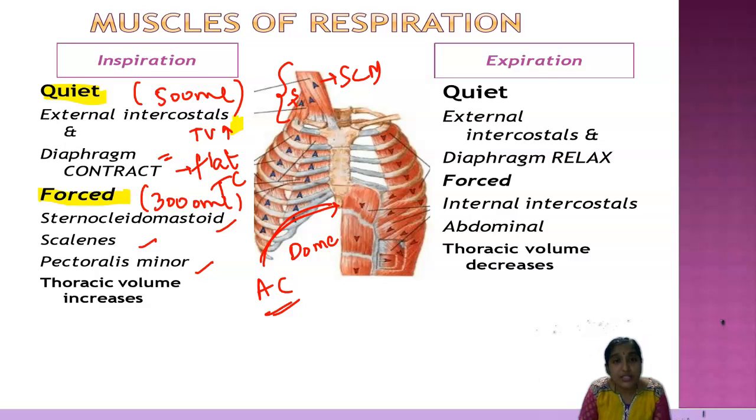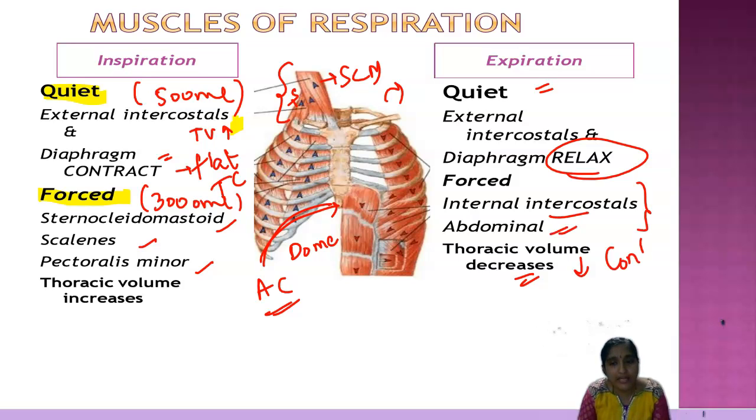Now, what happens during expiration? During quiet expiration, the external intercostal muscles and the diaphragm relax. As they relax, the thoracic volume decreases and the air comes out. During forceful expiration, your internal intercostal muscles and the abdominal muscles both contract. In normal quiet expiration, you expel 500 ml of air, but during forced expiration, it's almost 1100 ml of air that is expelled out.